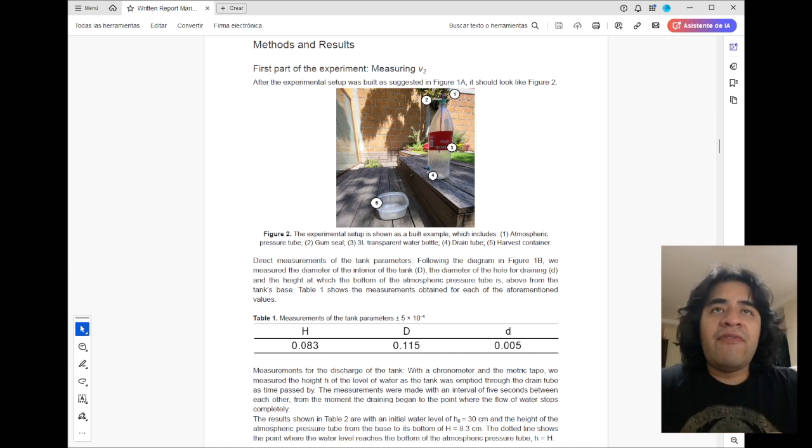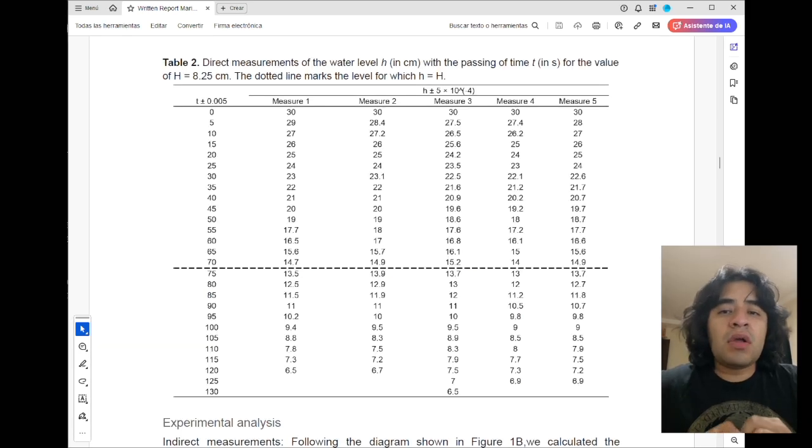Now, the process we followed for the experimentation is the following. We measured the height of the level of water inside the bottle from the moment the draining began to the point where the flow stopped completely. Each measurement was taken with 5 seconds of difference. The data collected is shown in table number 2.